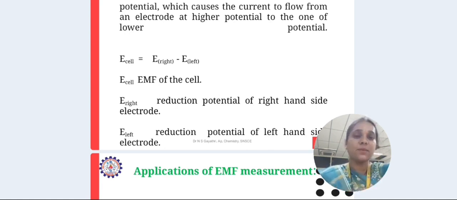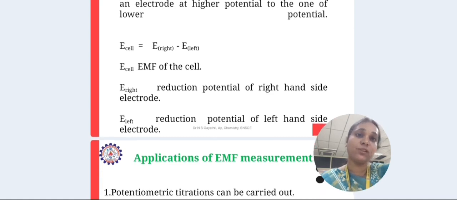We have taken the cathode as copper, on the right side, and the anode as zinc, on the left side. Here, for example, E right is the cathode, copper, and E left is zinc, that is the EMF of the zinc. Right minus left overall is called the EMF of the cell, that is E cell. E right is the reduction potential of the right-hand electrode and E left is the reduction potential of the left-hand electrode.